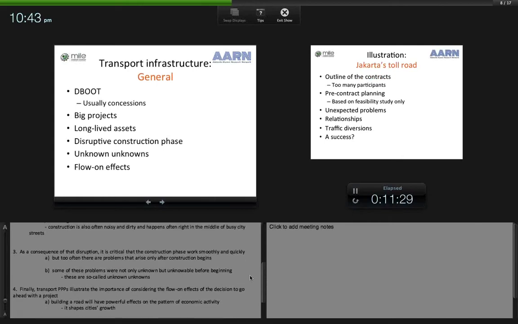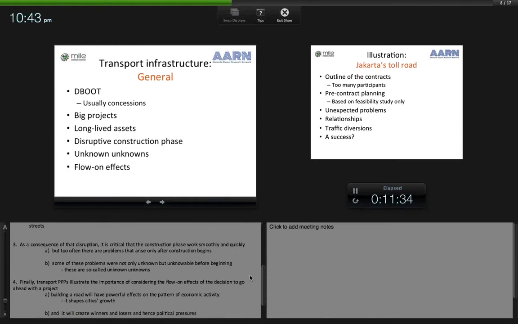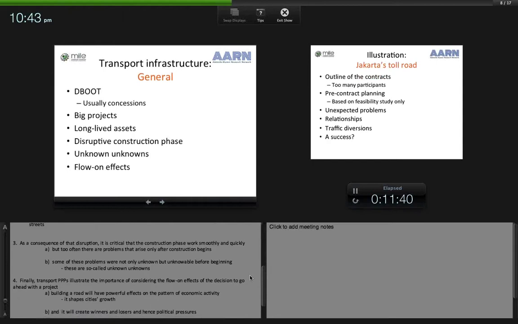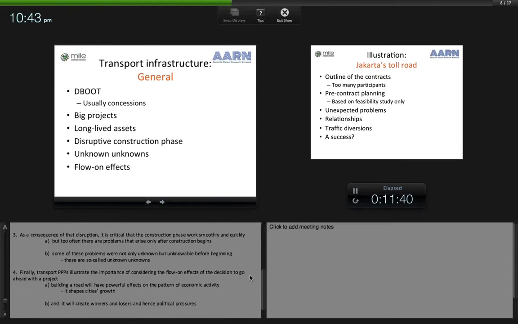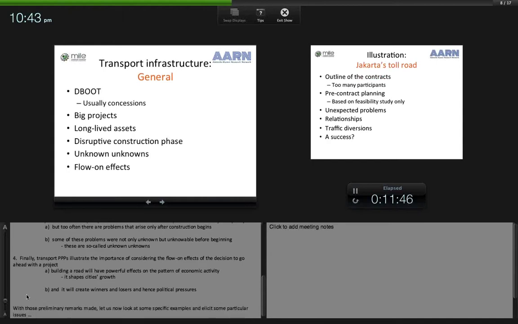But too often there are problems that arise only after construction begins. Now, some of these problems were not only unknown, but were in fact unknowable before beginning. These are so-called unknown unknowns. Finally, transport PPPs illustrate the importance of considering the flow-on effects of the decision to go ahead with a project. Building a road will have powerful effects on the pattern of economic activity. It shapes the way cities grow, and it will create winners and losers and hence political pressures.